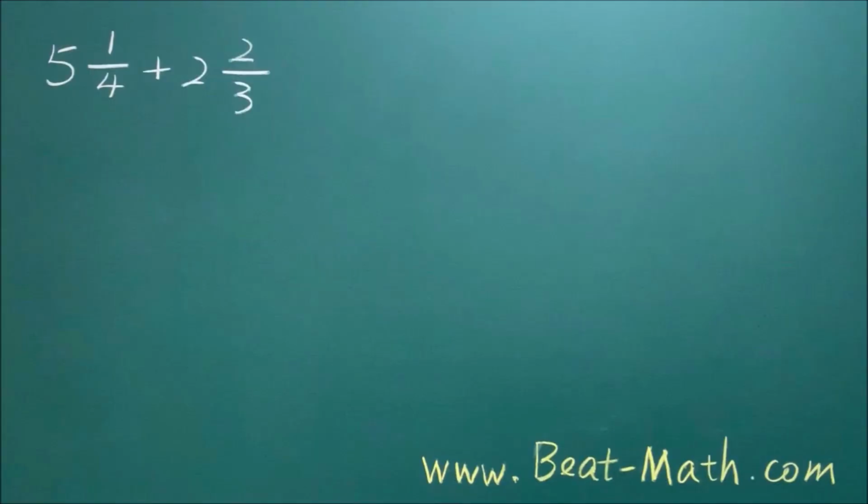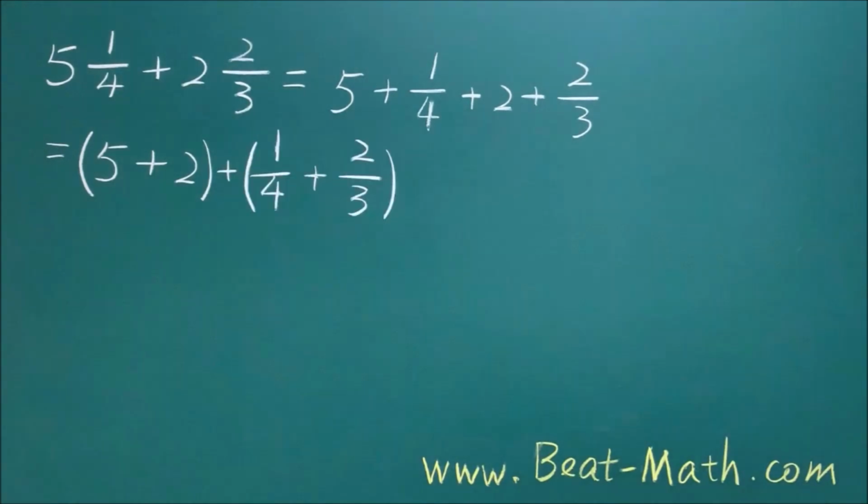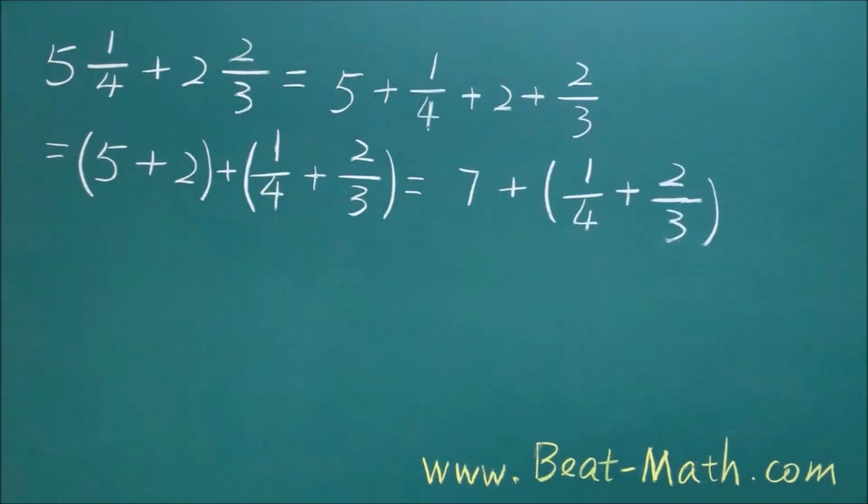As we know, the value of 5 1/4 is the same as 5 plus 1/4, and 2 2/3 is the same as 2 plus 2/3. So now we can rearrange the positions of this 5 plus 2 plus 1/4 plus 2/3, and it won't change the result. We got what we want. 5 plus 2 equals 7. Okay, and next we just need to figure out what 1/4 plus 2/3 equals.